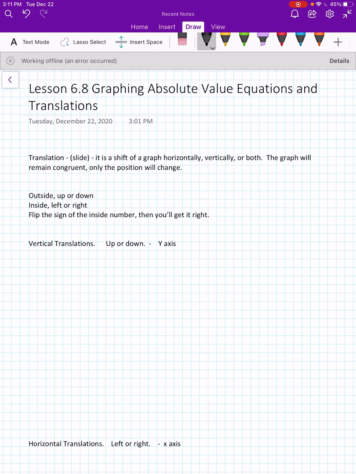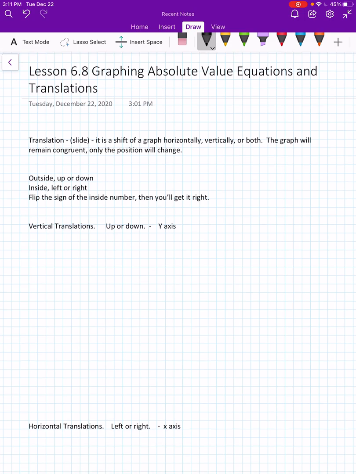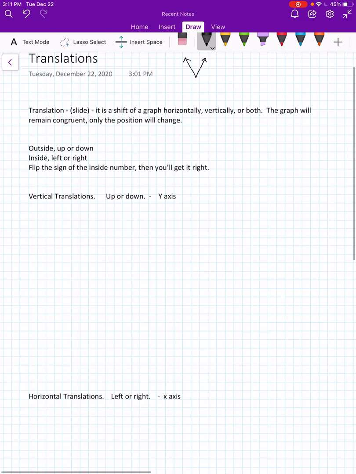Translations are just fancy language for slides. So this is some geometry thrown in as well. And it makes sense because we just did perpendicular and parallel, which is geometry stuff as well. So now we're going to talk about some slides, and we're going to talk about absolute value equations. So again, you know absolute value equations are your V's, okay? And so they are going to undergo a translation or a slide.